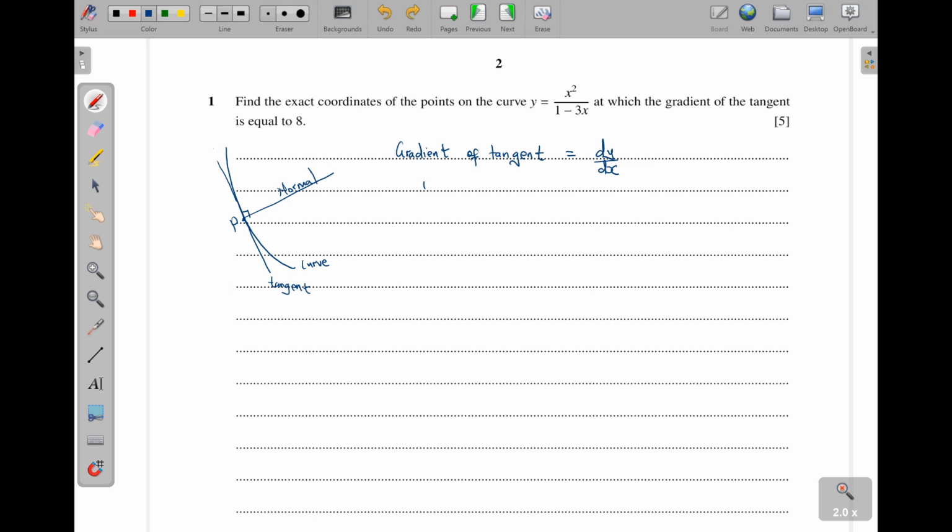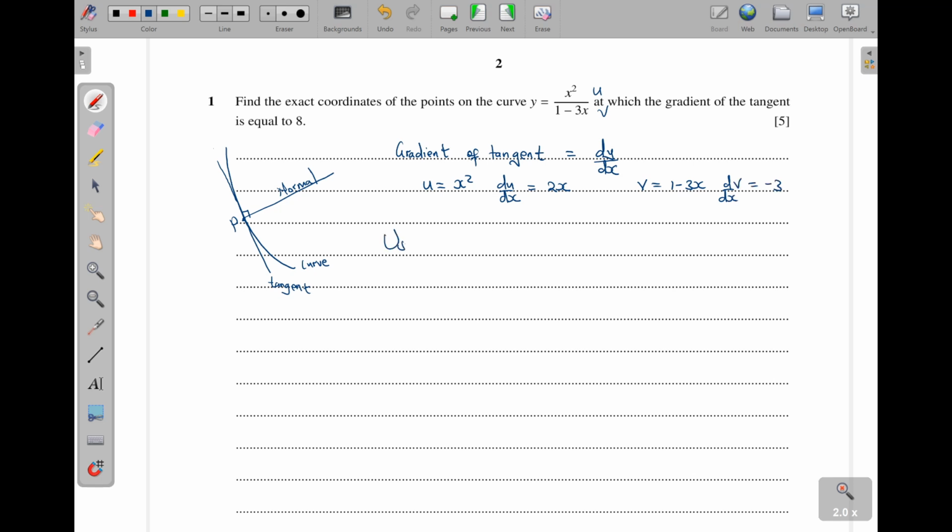So I will let my u to be equal to, the one in the numerator is the u and then the v down. So u is going to be equal to x squared. Then du dx is going to be equal to 2x. And then v is going to be equal to 1 minus 3x. So meaning dv dx is going to be equal to a negative 3.